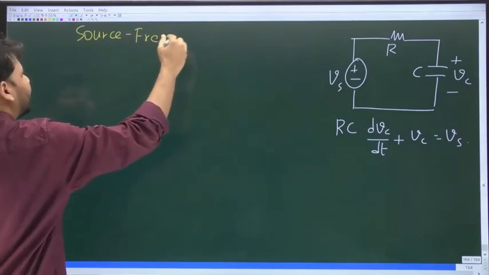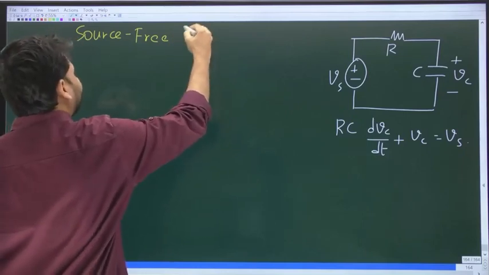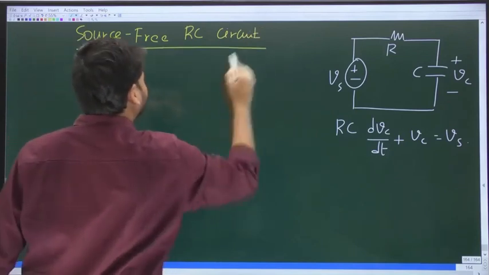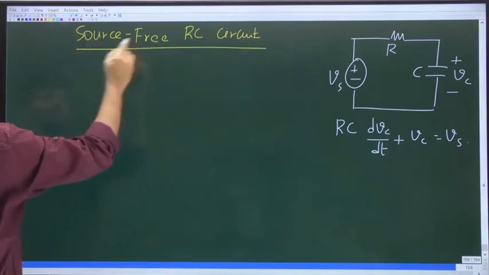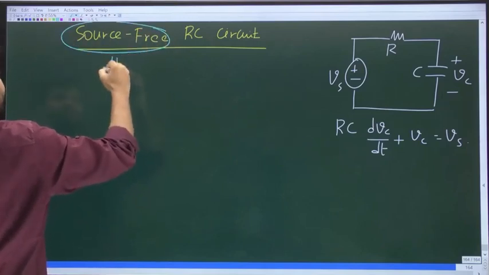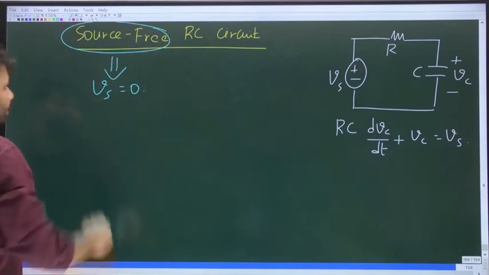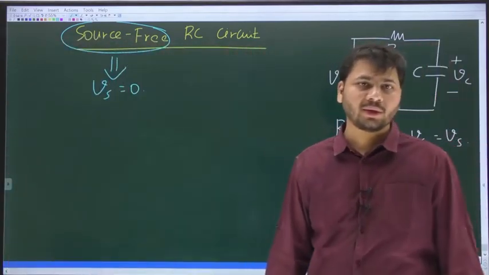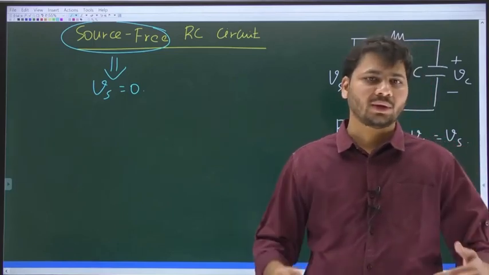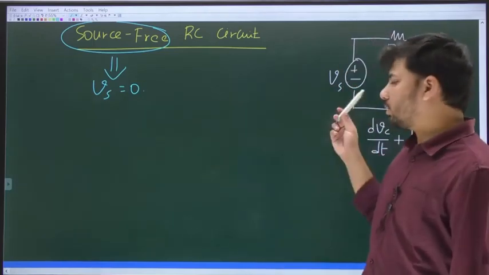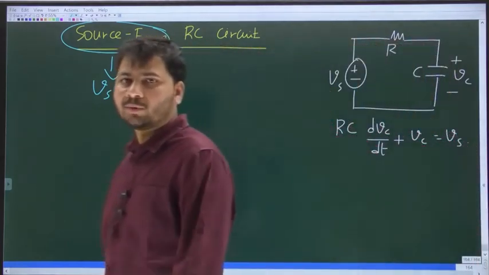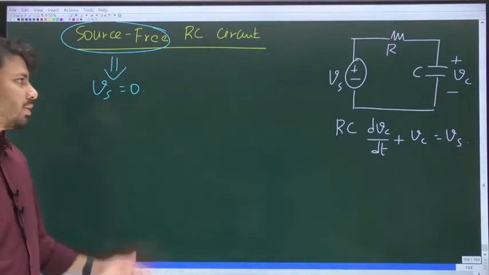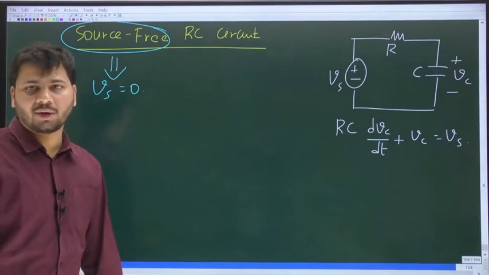Let me write it. Let us understand the behavior of a source free RC circuit. What is the meaning of source free? It means the value of the source is 0. When I say source free, there are no independent sources driving the circuit. In this circuit, there is only one independent source, that is Vs. And when we say it's a source free RC circuit, that independent source becomes 0. As I wrote here, Vs becomes 0.